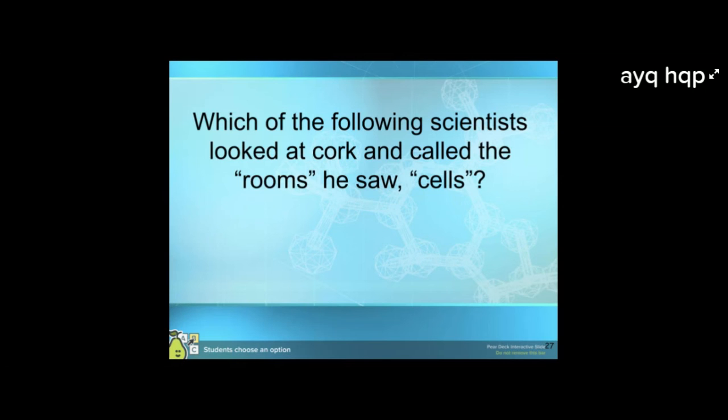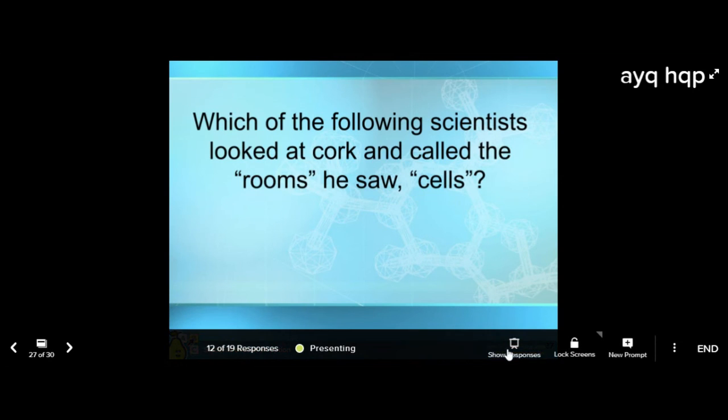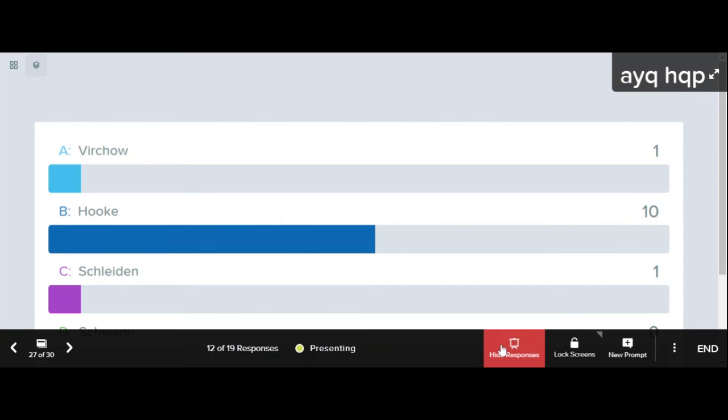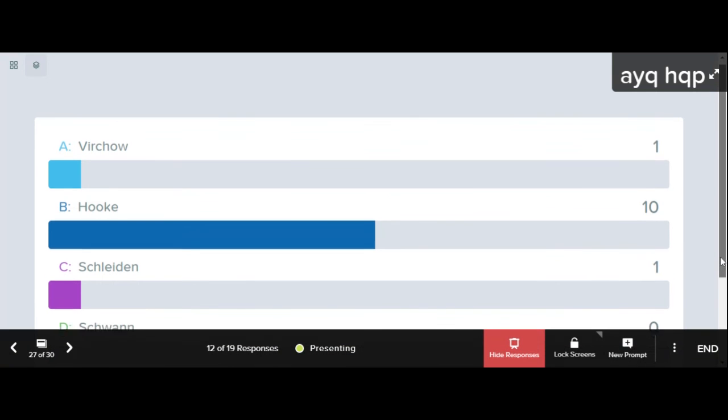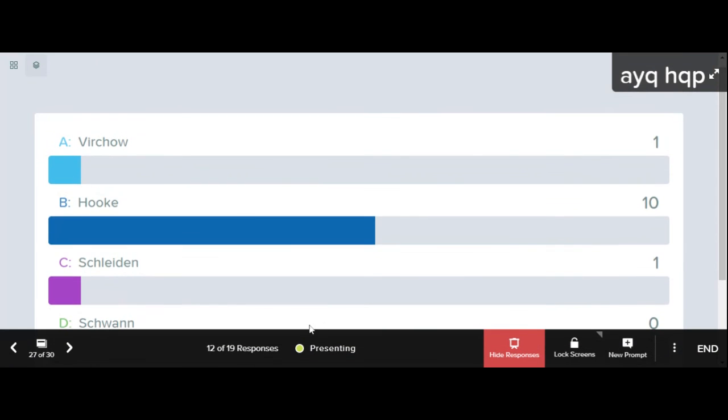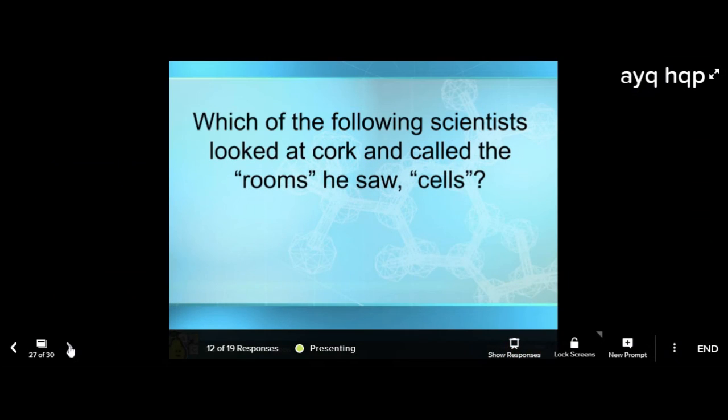Let me put it over to see the results. Hooke! Yes! Hooke is the guy. Yep. Hooke is the one. Hooke looked at cork and said, "Whoa, cells!" I'm stealing your style, okay? I'm stealing it. Right. Cells? Hooke looked at cork and was the first to use the word cell.